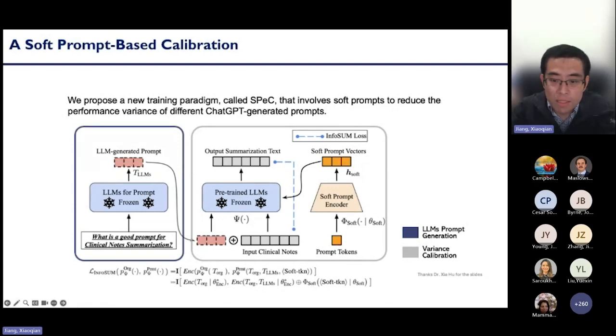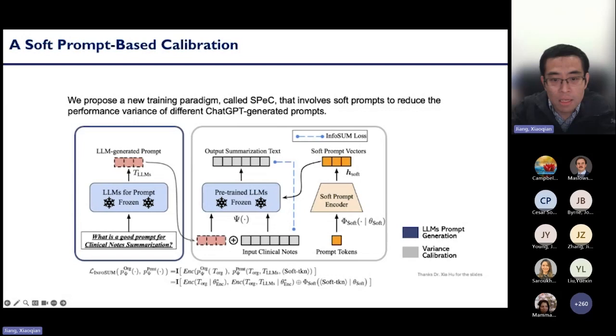So we need to rectify this condition, so that we ensure the output summary text always aligns with the input clinical notes. How can we do that? We introduce another soft prompt encoder. As you know, these models first take the inputs and generate the embedding, and then use a decoder to generate the output, right?